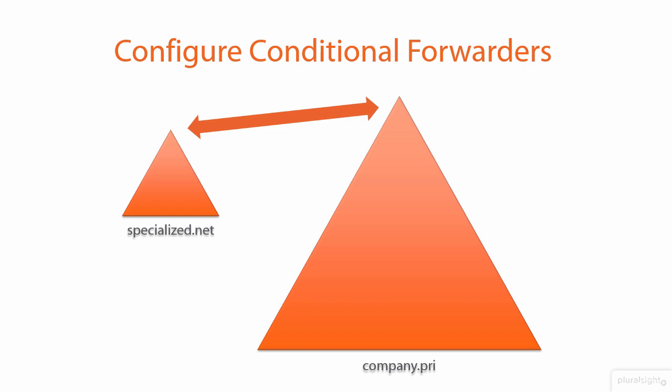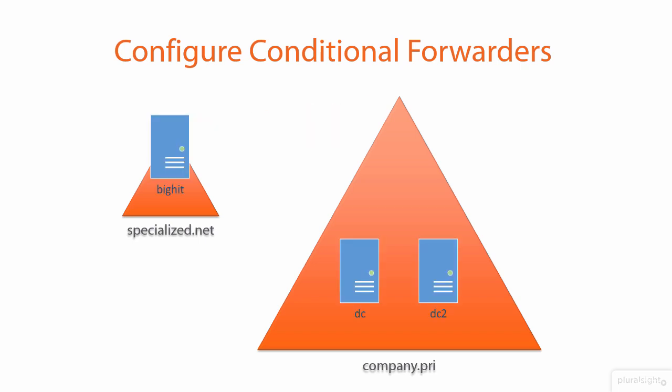Let's say, for example, in our configuration here that we have a company.pri and we have another forest called specialized.net. And in this environment, we actually have three different servers. On our side, we have DC and DC2. And on their side, they use a completely different naming structure. So bighit.specialized.net. These may or may not be two Active Directory forests that are connected together, but the clients in company.pri have need to resolve addresses for clients and servers that exist in specialized.net.